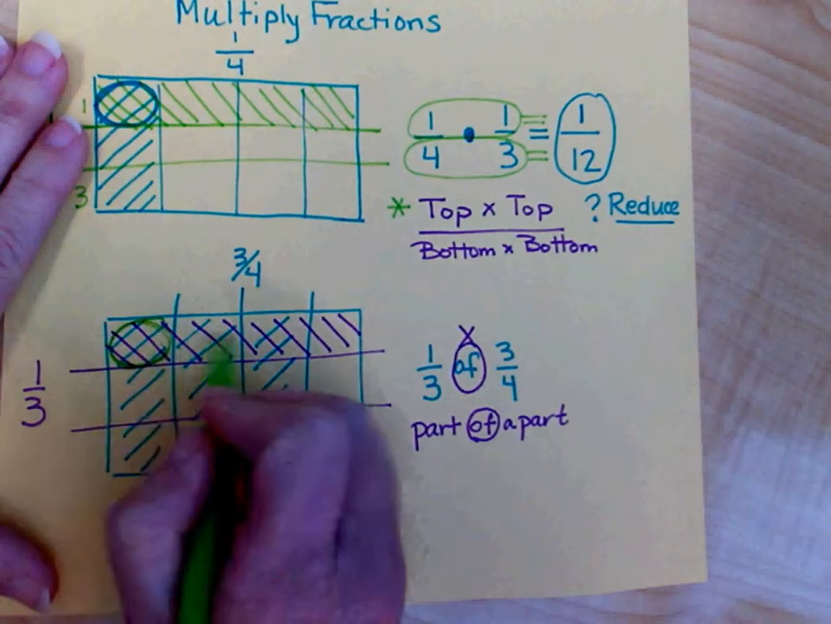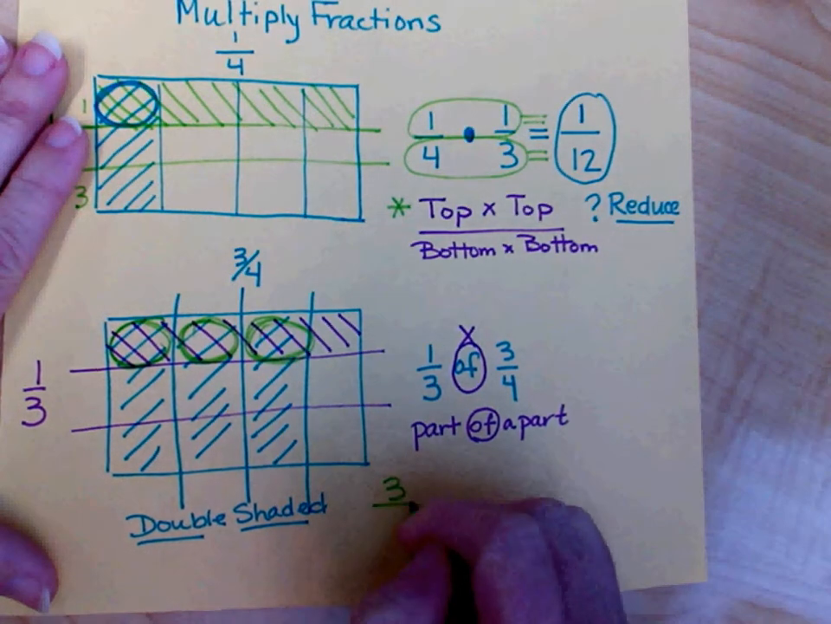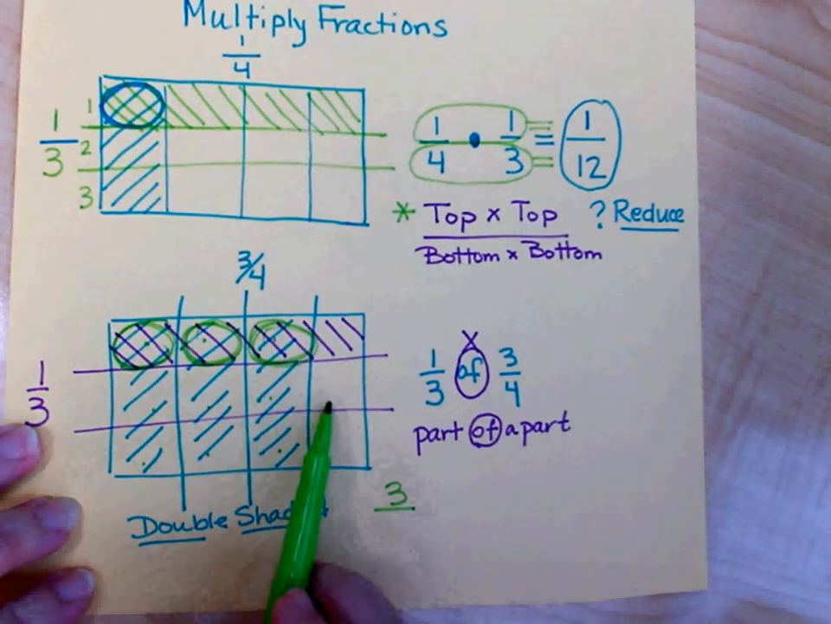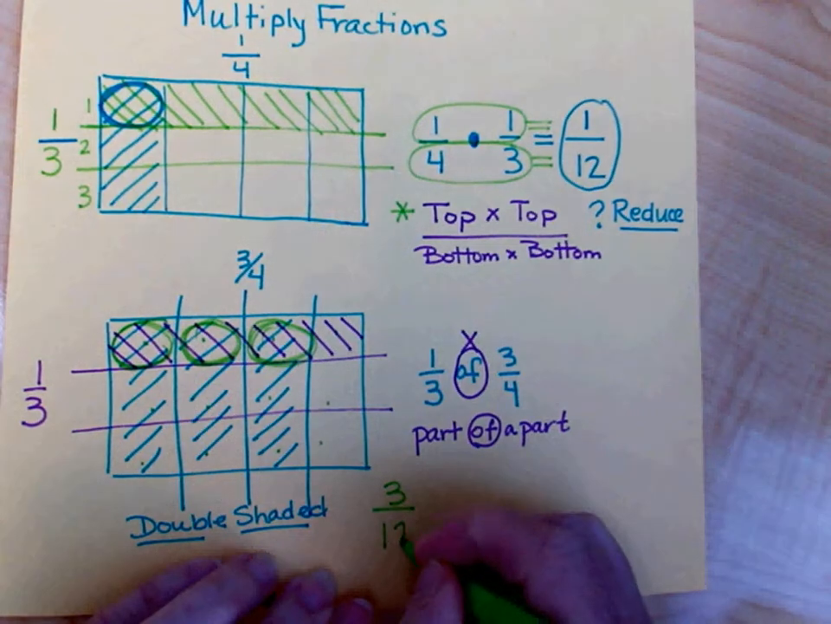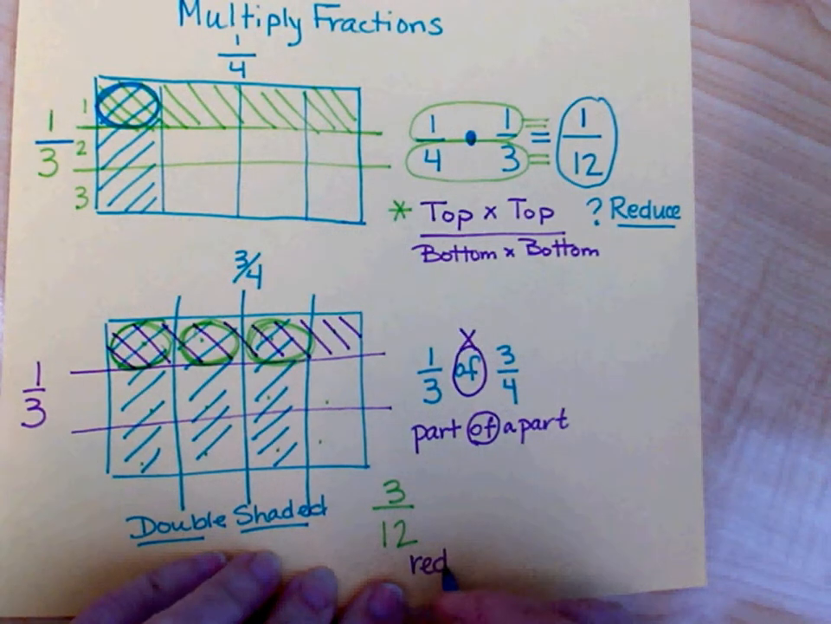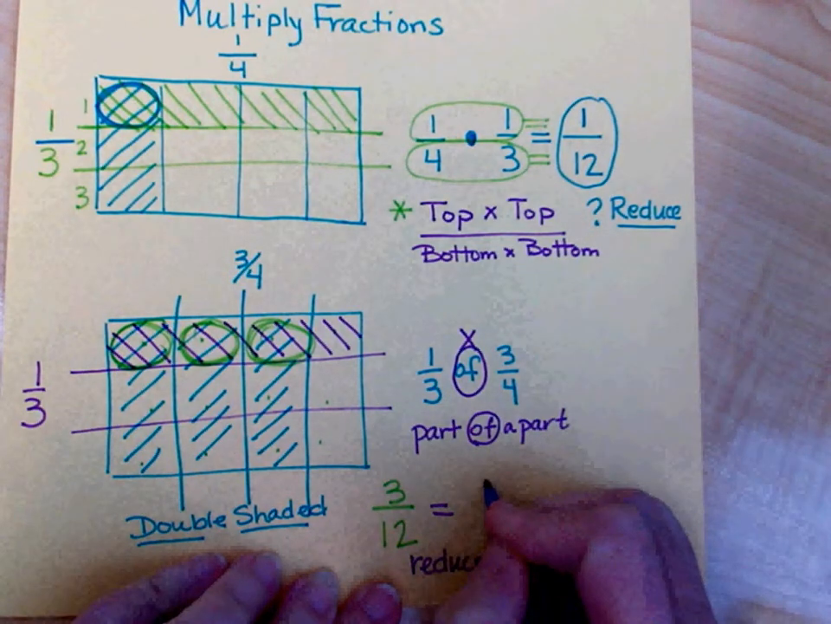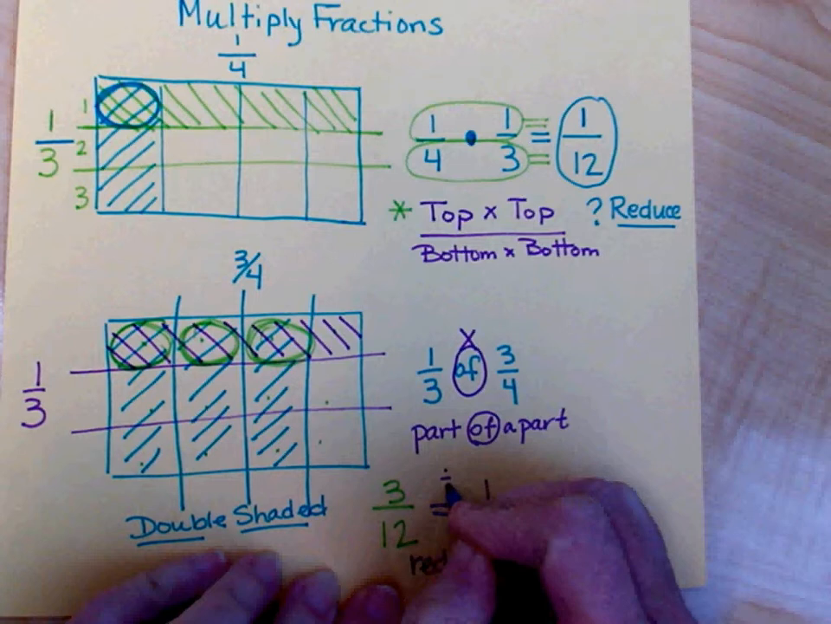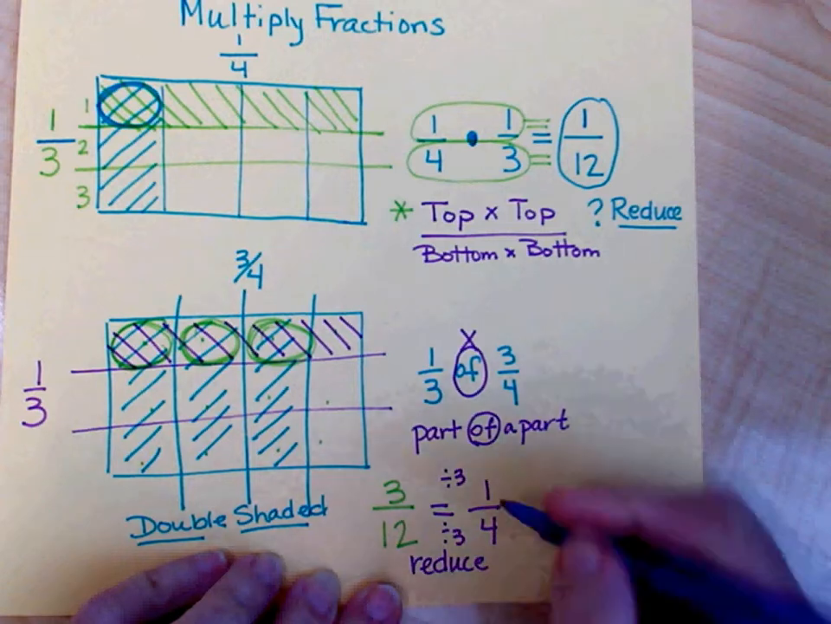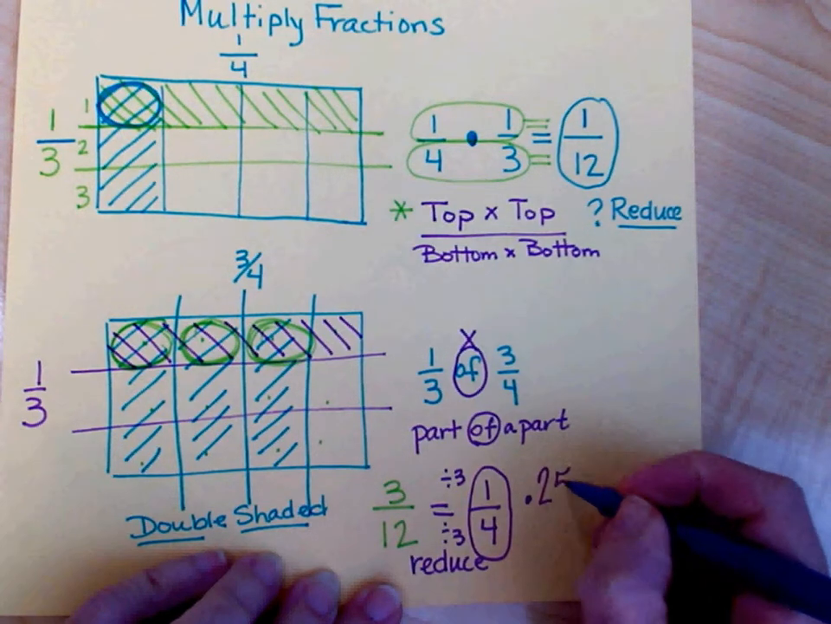1, 2, 3 pieces are double shaded. Out of how many all together? And that would be 12. Oh, but wait a minute. I think I can reduce. So if I reduce, I will get 1/4 because I divided by 3 on the top and 3 on the bottom. And 1/4 will be a final answer, which you should also be able to tell me that that is 0.25 as a decimal.